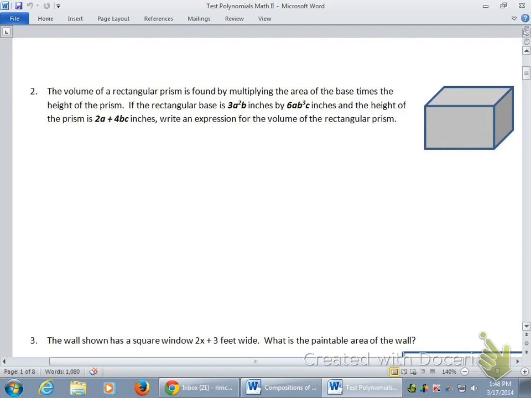It says the volume of a rectangular prism is found by multiplying the area of the base times the height of the prism. I told you the formula. Volume equals the area of the base, which in geometry we would say is big B, times the height of the prism. Now, if you knew that formula, that's fantastic. If you didn't, who cares, because I gave it to you in the first sentence. What shape is the base? Rectangle. How do you know that? Because I said it. No, don't even look at the thing. Read. I told you it was a rectangle.